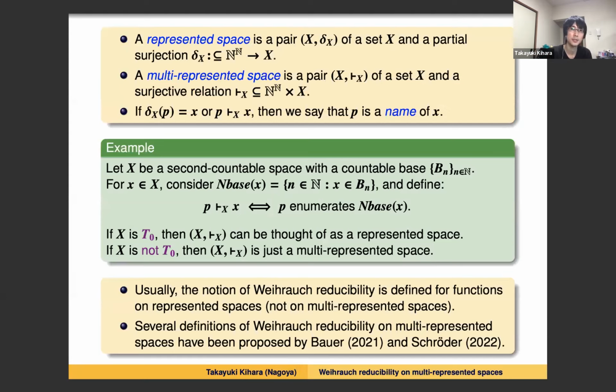So I'd like to introduce the notion of multi-represented space, which has been studied by several people. The notion of computability is usually defined for natural numbers or Baire space, but we often want to consider computability for ordinary mathematical objects, and in such cases we use represented spaces. I think all of you are familiar with represented spaces. The idea is that we can use natural numbers or sequences of natural numbers to represent other mathematical objects. So a represented space is a pair of a set and a partial surjection.